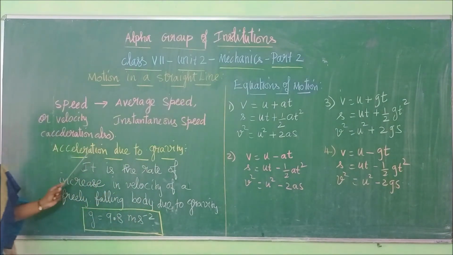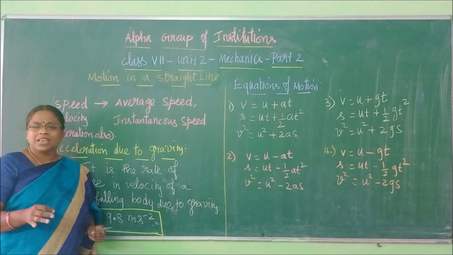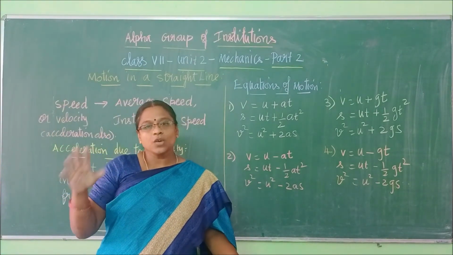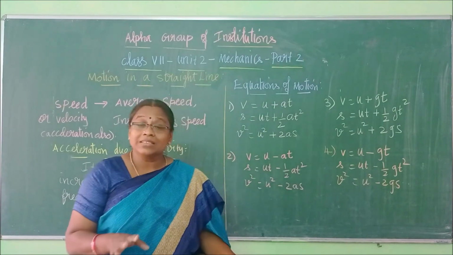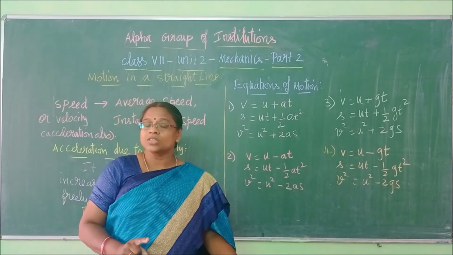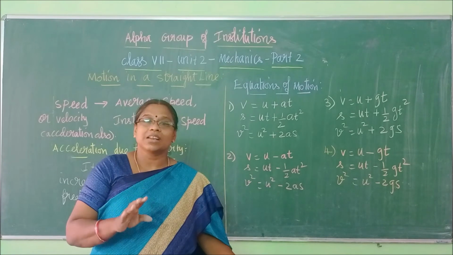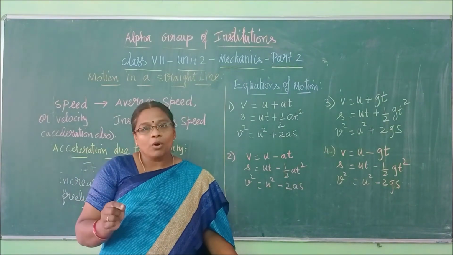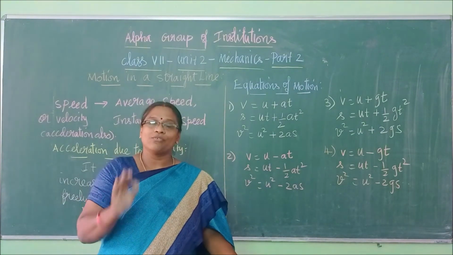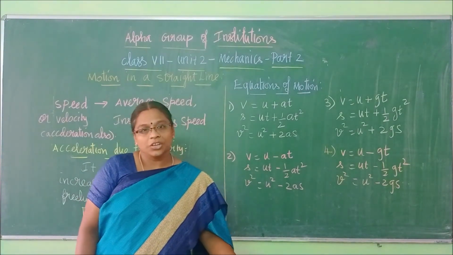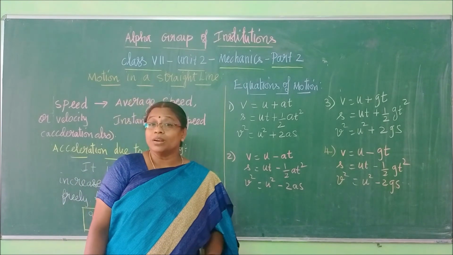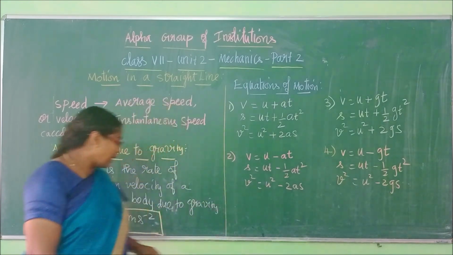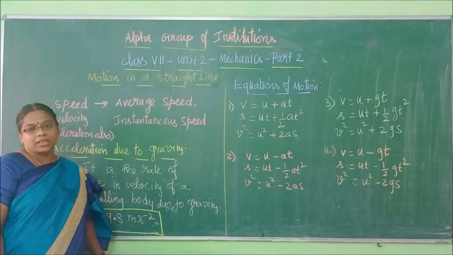That is called acceleration. Can I say it in a simple, understandable way? What is acceleration? It is the rate of change of velocity. If that acceleration happens due to gravitational force, then it is called acceleration due to gravity. Acceleration created on a body due to gravitational force is called acceleration due to gravity. What is its symbol? g. What is its value for Earth? 9.8 meter per second square.